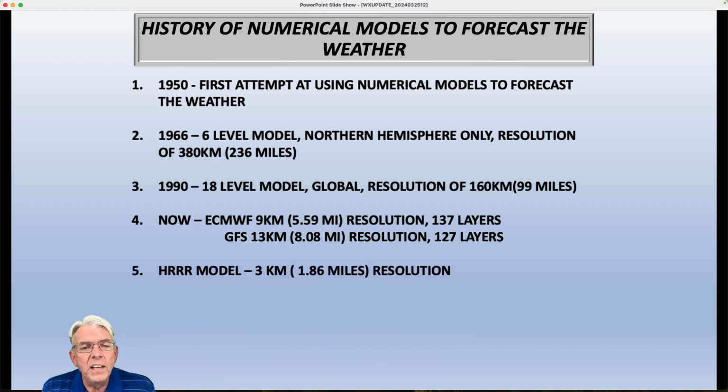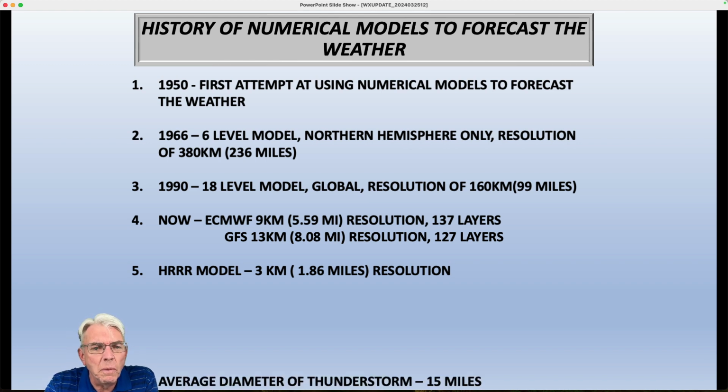Now, there is a thing called the HRRR model, which stands for High Resolution Rapid Refresh, and this has new data feeding into it every hour and is updated every hour. It has a resolution of 3 kilometers or 1.86 miles. So this is really getting down to the small scale.